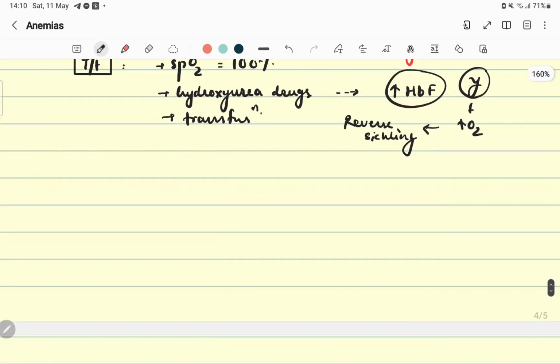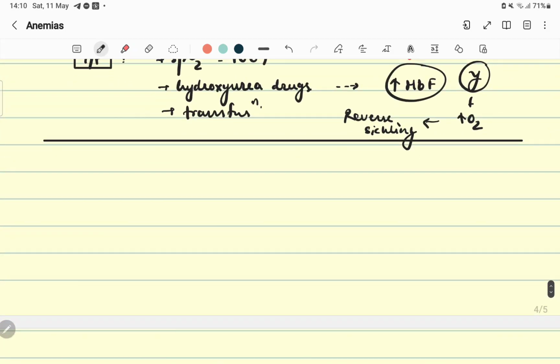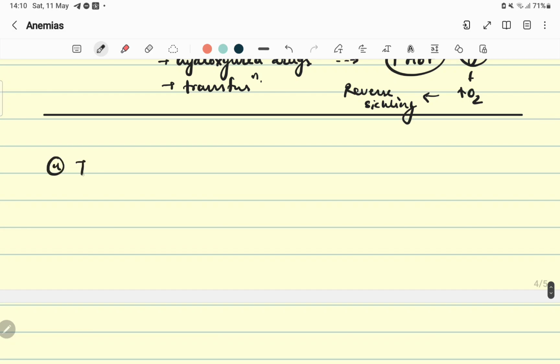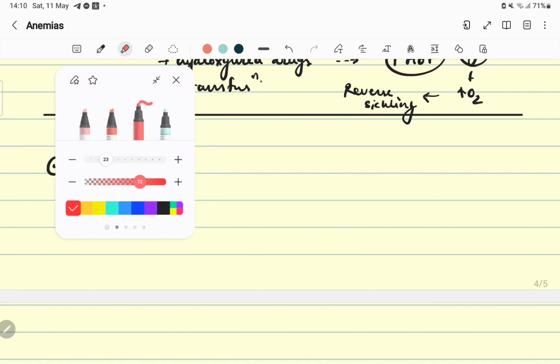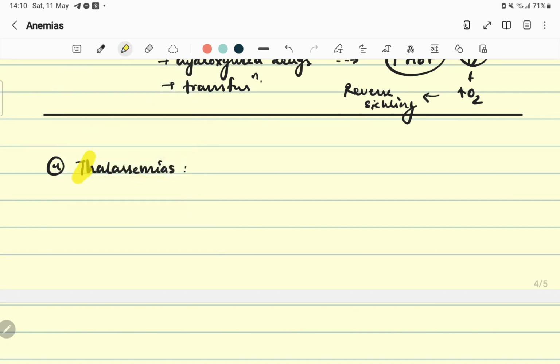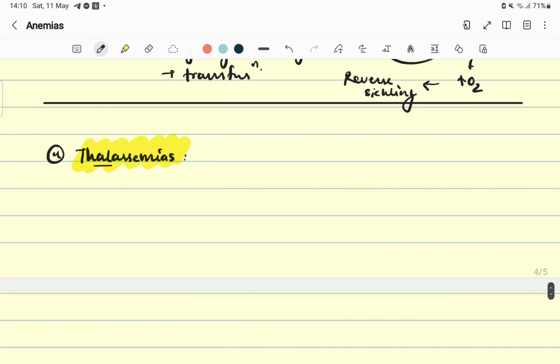Done? Okay. Next comes our fourth disorder, that is thalassemia. Okay, so now we are into our fourth disorder. We discussed three hemolytic anemias, then we'll do the thalassemia. So thalassemia means this: Thalas means sea.